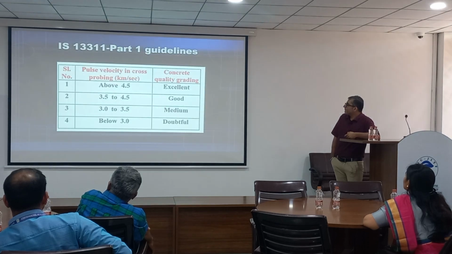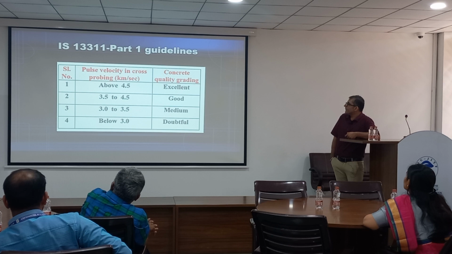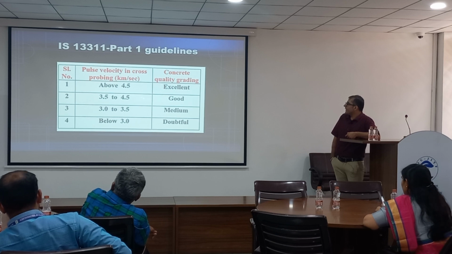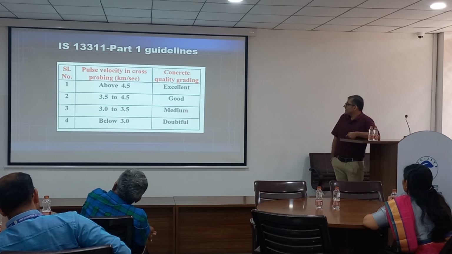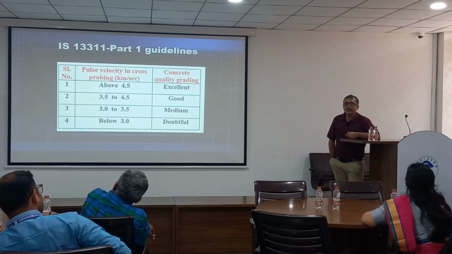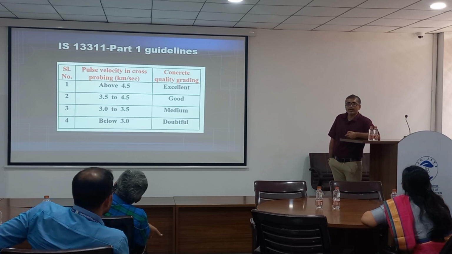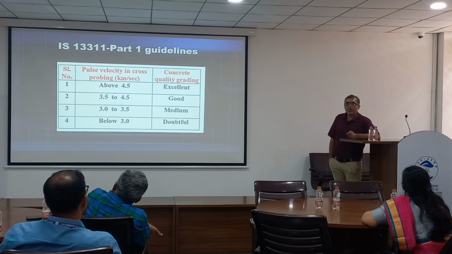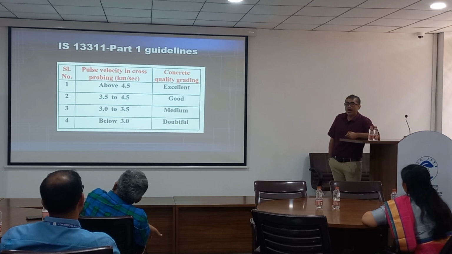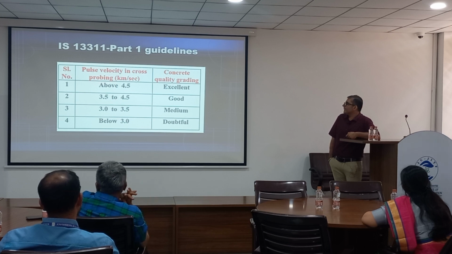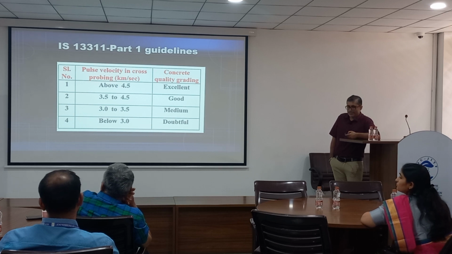Again, IS 13311 gives you this. Above 4.5, the concrete quality is excellent. 3.5 to 4.5, good. 3 to 3.5, medium. Below 3, it is doubtful. It is very simple. If the concrete has voids in it, or if the quality is poor, the time taken by the pulse will be more. If the concrete is dense, the waves generated will travel at a faster pace, so obviously you'll get a higher velocity. The higher the pulse velocity, the better it is in terms of quality.